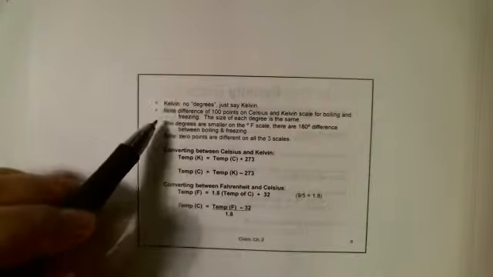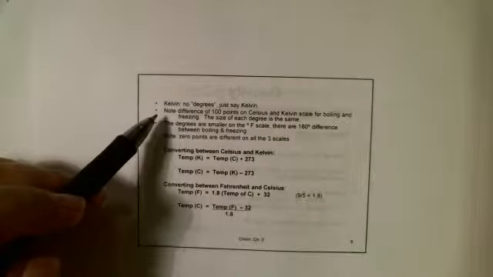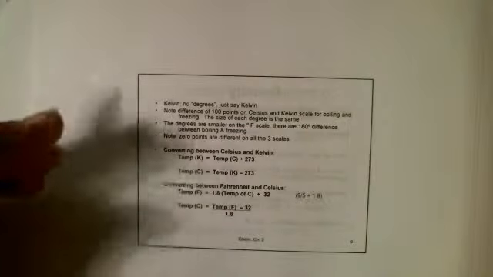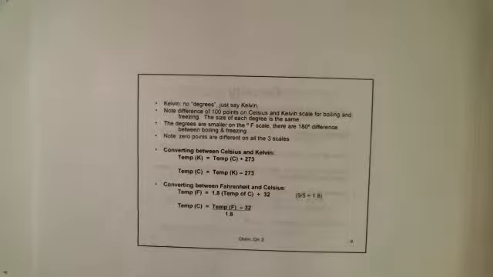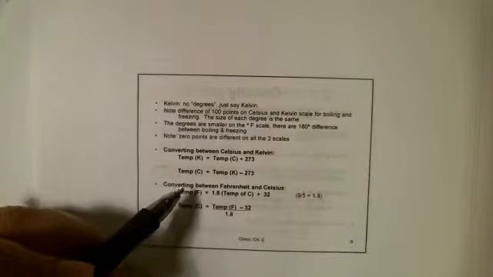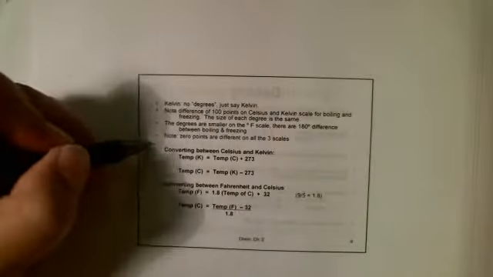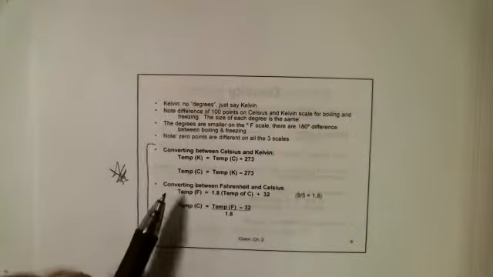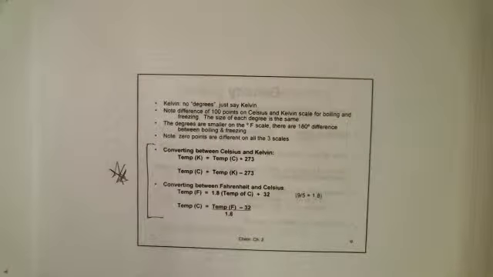Like I mentioned earlier, there's no degrees before Kelvin, so it's just 273 Kelvin. This is important. The last two bullets give you a formula for converting between Celsius and Kelvin. Also, it gives you a formula to convert between Celsius and Fahrenheit.